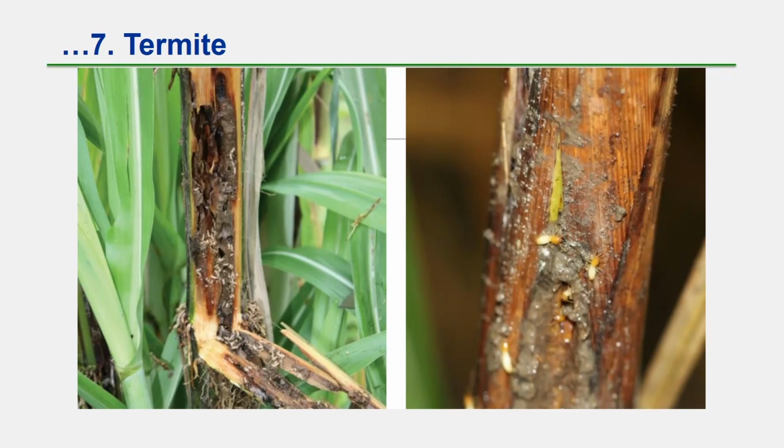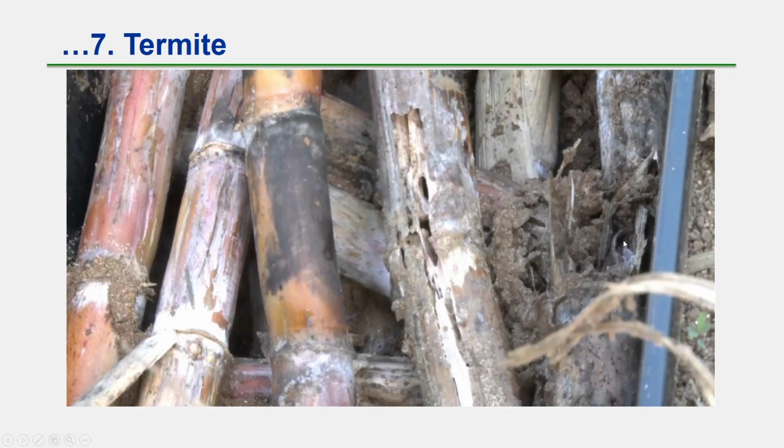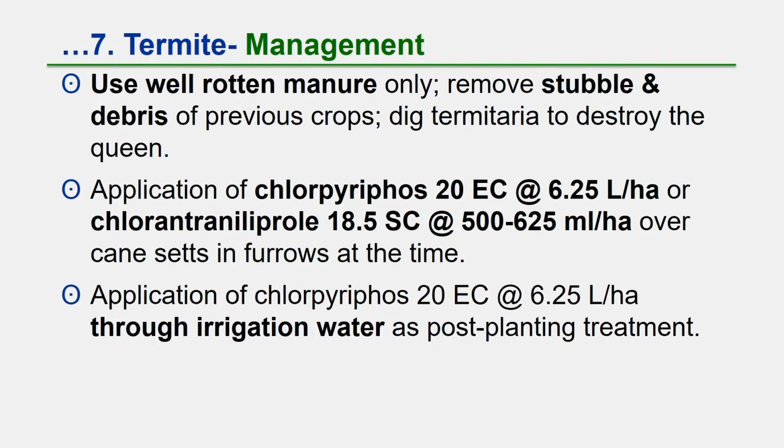Now see the large number of termites are there, and they are eating this cane. You can see the damaged cane. Again damaged cane, they have eaten everything, and your stem or canes are drying. So what can be done to control termite? Use well-rotten manure only. Remove stubbles and debris of previous crops.